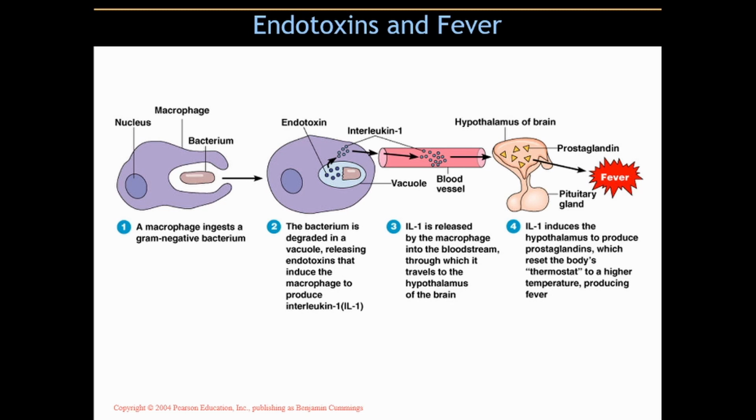Then, as with many things in the human body and within an organism, it's like a chain reaction. One thing happens, then the next thing happens, then the next. It's a cascade of events, the falling of dominoes, whatever you want to call it. The IL-1 induces the hypothalamus to produce proteins called prostaglandins, which reset the body's thermostat to a higher temperature, producing a fever. This is a natural process, and fever is a beneficial process to us in a number of ways.